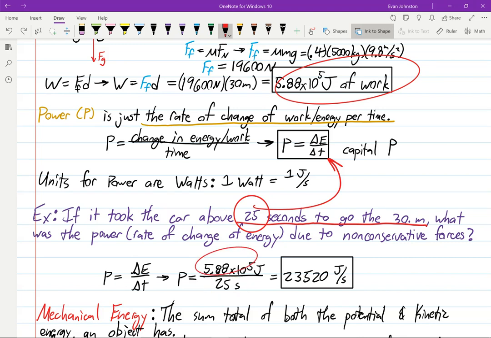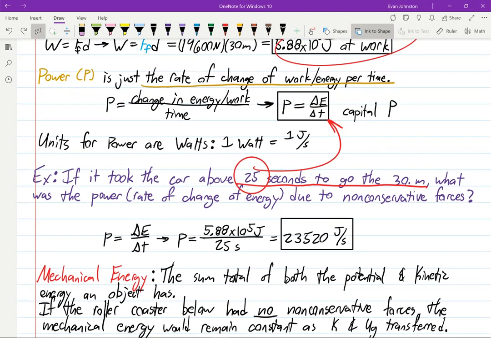I divide one by the other and we get, oh, friction is at a power or a wattage of 23,520 joules per second. Or we could write it as 2.35, and we can maybe just leave it at 2.4 if we were really following sig figs, times 10 to the 4 watts. So that's the other way you could have written that. And so really, that's all it is for power. It's pretty straightforward. It's pretty easy.